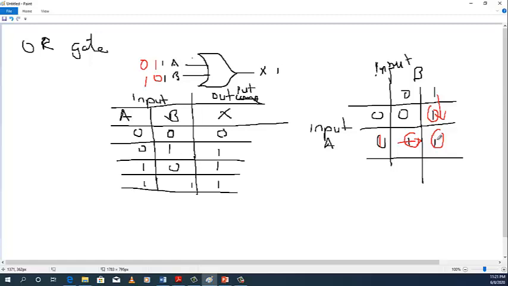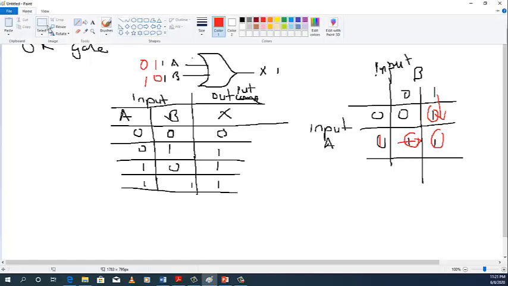Okay, let's move on to the last one, which is the XOR gate. Okay, I'm going to clear this up.